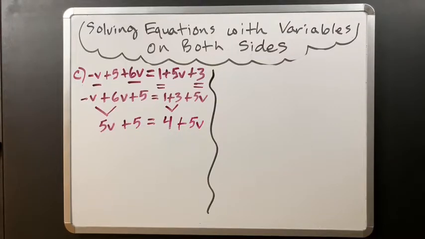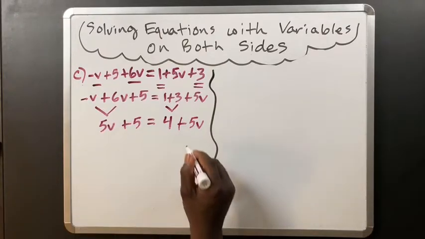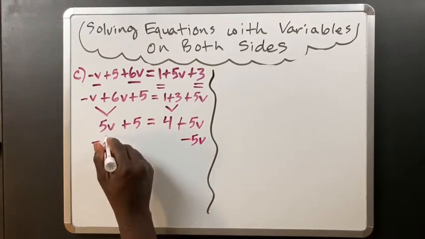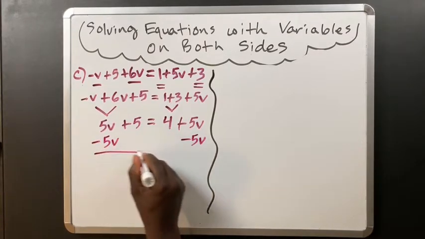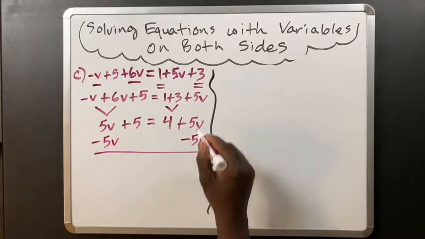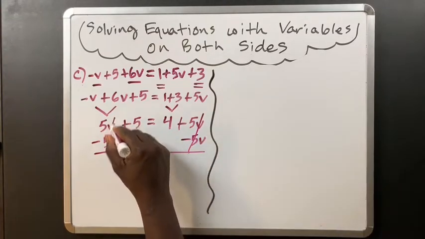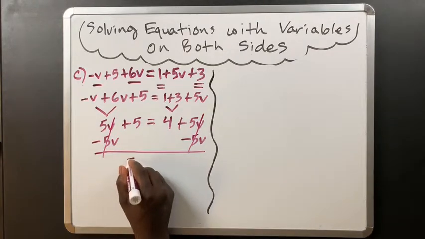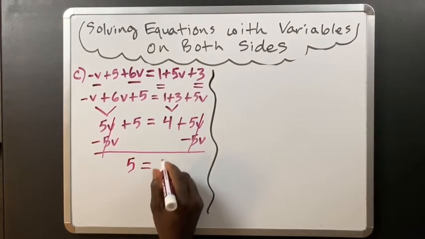Okay, now, let's go ahead and get the variable on the left side. So I'm going to subtract 5 times v here and subtract 5 times v here. It's starting to look weird, because when we add 5 times v plus negative 5 times v, we get 0. And then we get 0 here. So when we go back to the left, we bring down 5 equals 4.